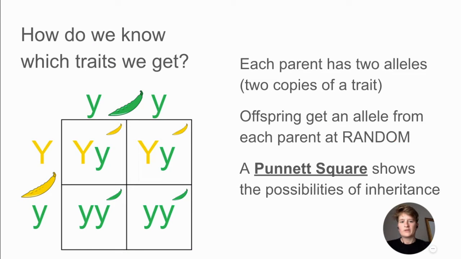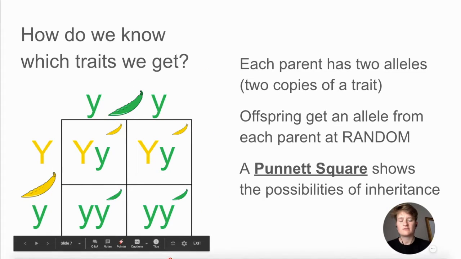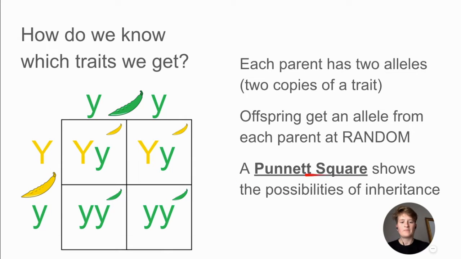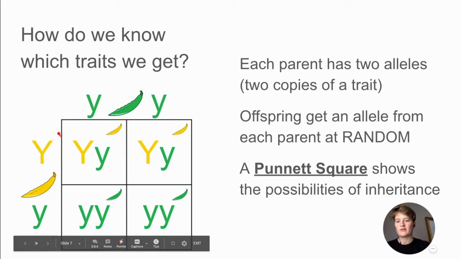How do we know which traits we get? We know that we have two copies of each trait, one copy from each parent. We can use a model like this to figure out which traits are getting passed down. This is called a Punnett square. A Punnett square shows all of the possibilities of the traits getting passed down. The way that you use this is you put the genotype of one parent on top and the genotype of the other parent on the side.